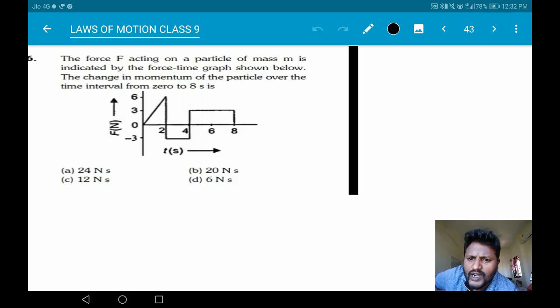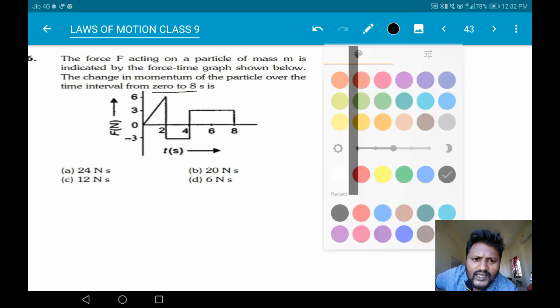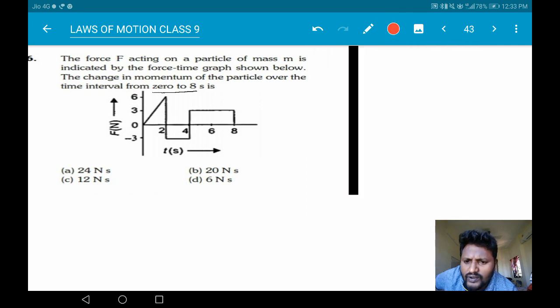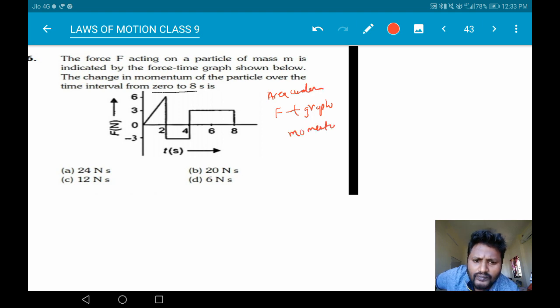The force F acting on a particle of mass m is indicated by the force time graph, showing the change in momentum of the body during a time interval of 0 to 8 seconds. I told you that already. In a force time graph, the area under the F-t graph gives momentum. Okay, so here how many areas can we see? This is area 1, area 2, area 3.